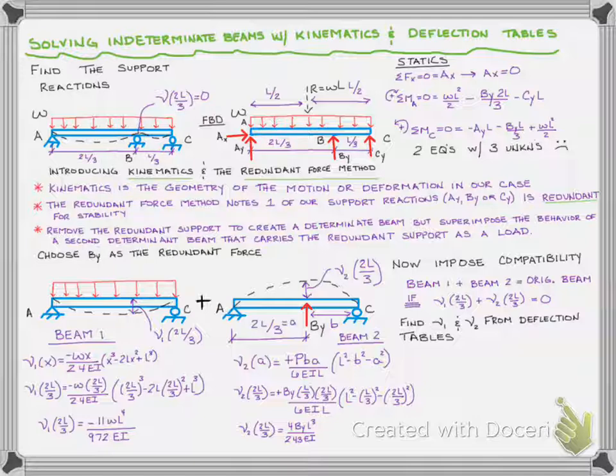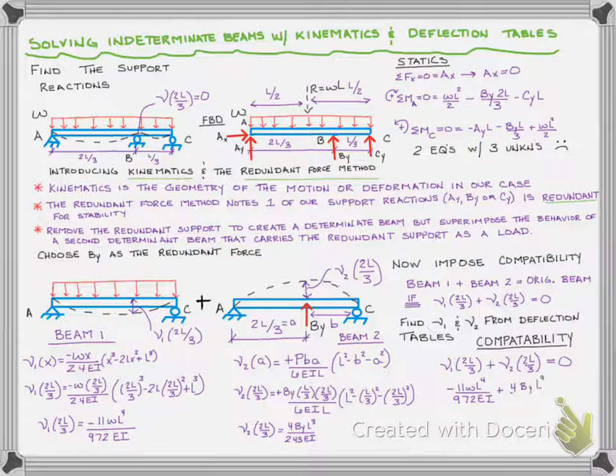Right, folks, we're almost done because we imposed that compatibility equation. So if we go back and solve our compatibility equation, the displacement from beam 1 at 2L over 3 plus the displacement of beam 2 at 2L over 3 has to equal 0, we're basically saying negative 11 WL to the fourth over 972 EI plus 4 BY L cubed over 243 EI has to equal 0. Now the EI's will cancel. The L cubed in the second term will cancel with all of the L's but 1 in the first term, since the whole thing's equal to 0.